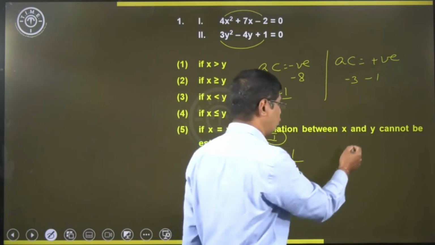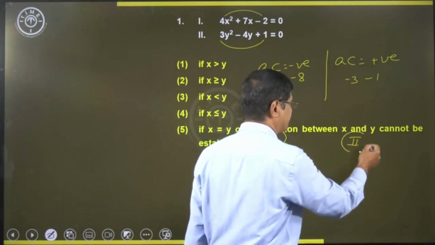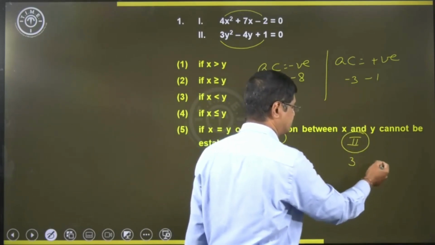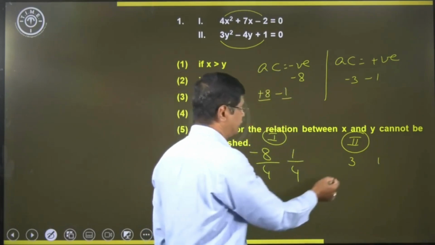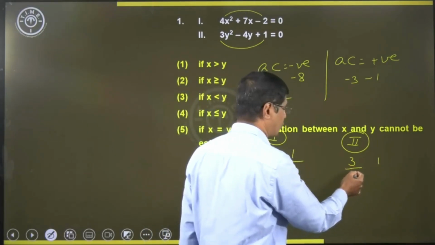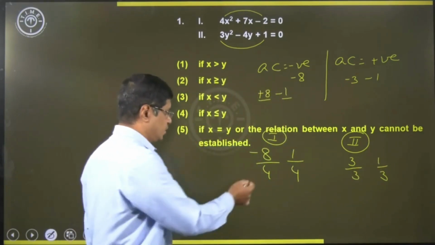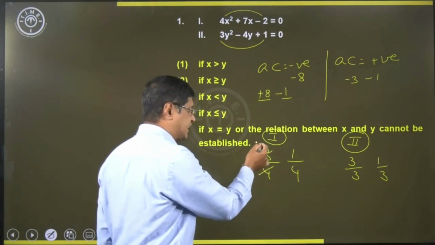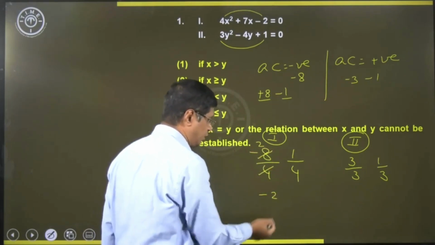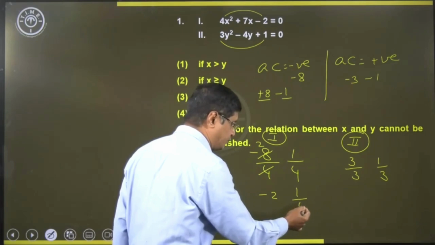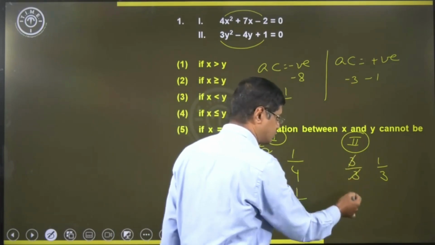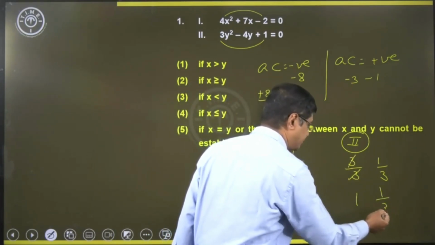Then what are the roots of the quadratic equation? Take the same numbers with opposite sign and divide with the coefficient of y square. Just observe this: 4, here it goes exactly 2 times. So what are the roots here? Minus 2 and 1 by 4. Here simplify this: 1 and 1 by 3.